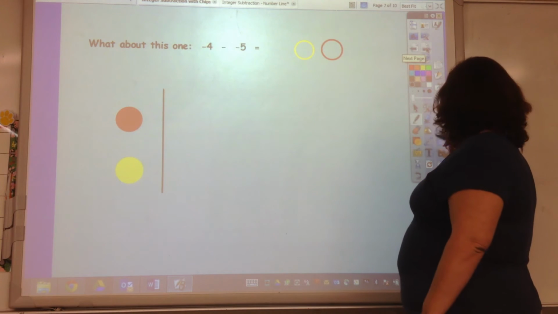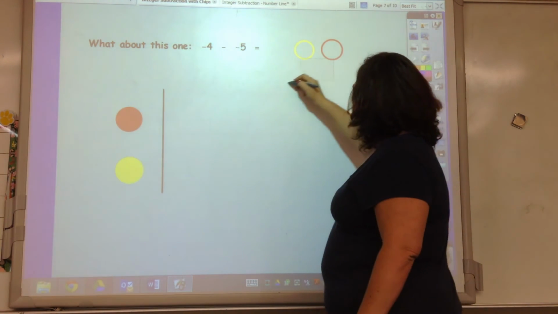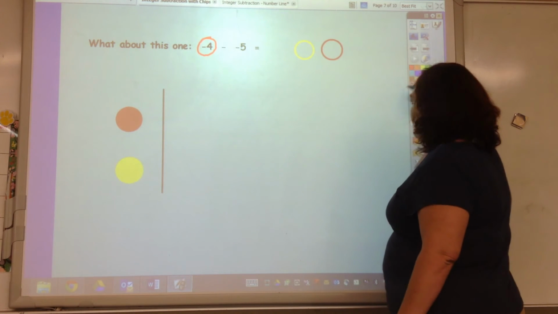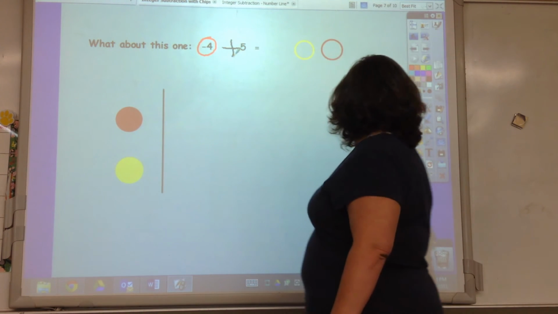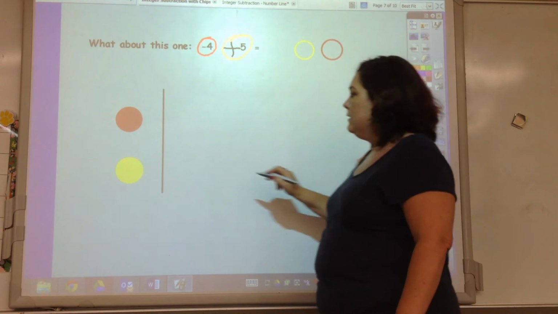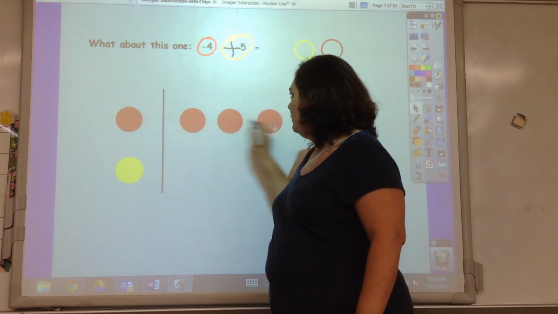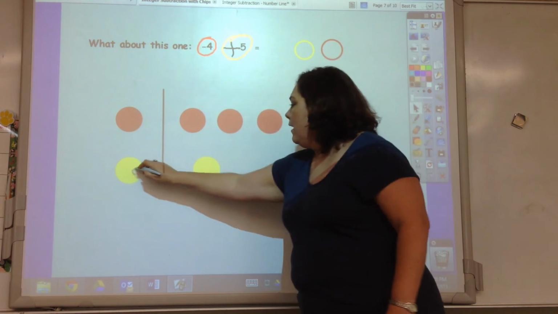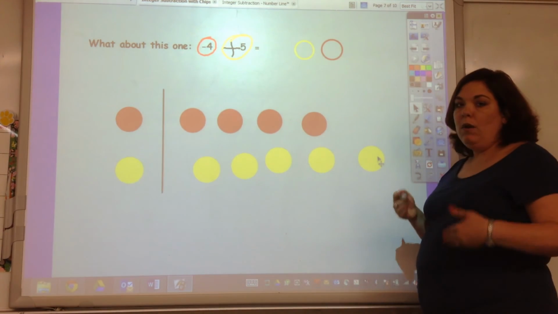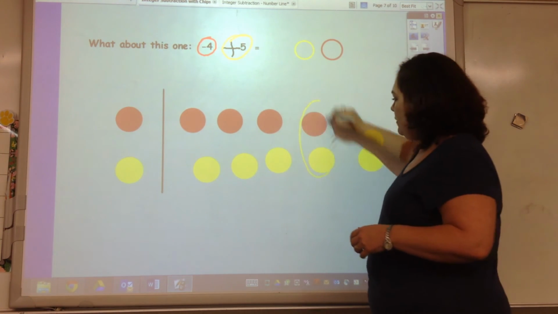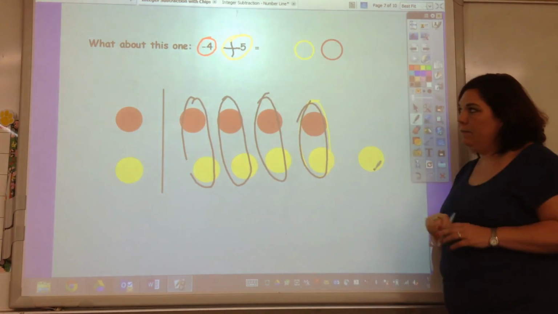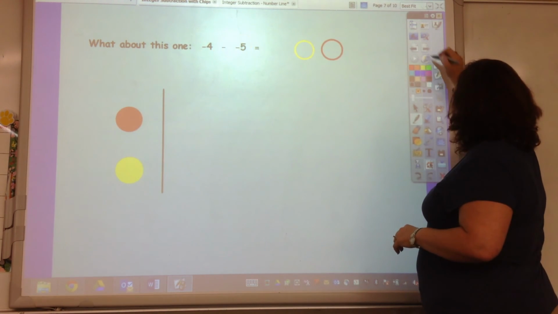So let's look at this one. So we have a -4, and then we look at this negative, and we're going to make that one big positive. So the circle would go around that. So to model that, I have -4, and I'm going to have +5. Now look at that, and what am I going to get? I'm going to 0 pair out, and I'm going to get a +1. And that's how you model it.